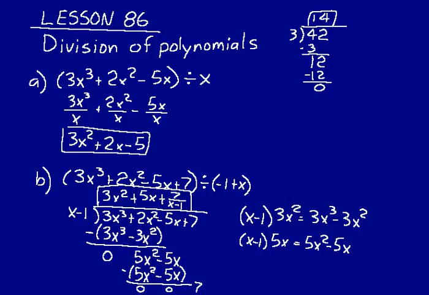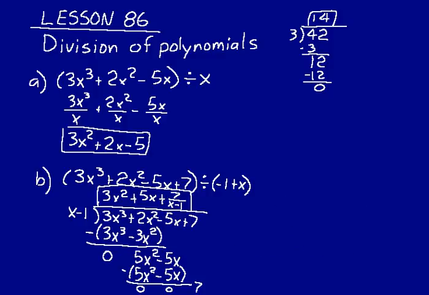So what that means is if you divide 3x cubed plus 2x squared minus 5x plus 7 by x minus 1, you get 3x squared plus 5x plus 7 over x minus 1 as a result. Now we can always check our work to make sure we did it right.